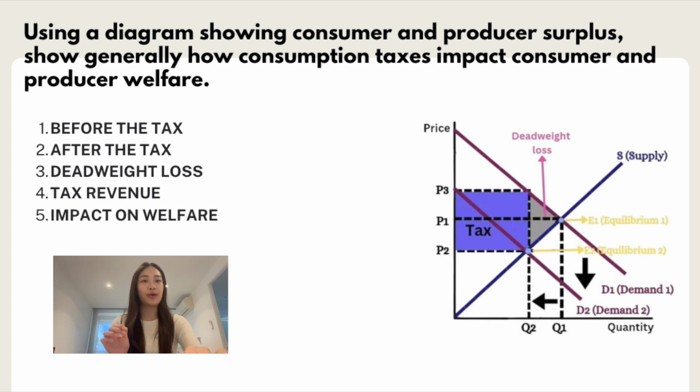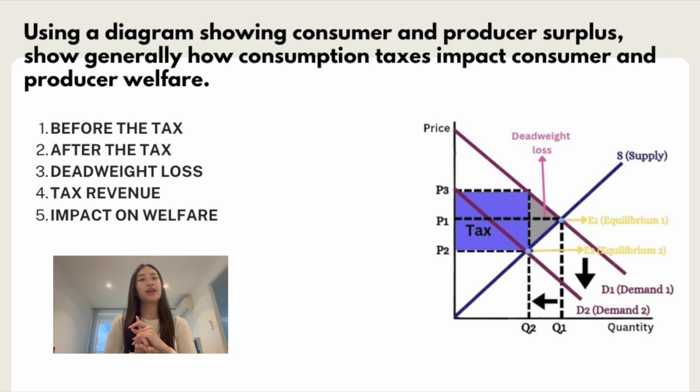And for the first point, there is before the tax. So in this particular part, consumers pay a certain price and it is labeled P1 in the graph. And they also buy a certain quantity which is labeled Q1. The difference between what consumers are willing to pay and what they actually pay is called consumer surplus, while producers receive a price for each unit they sell, and the difference between their cost and the price is called producer surplus.